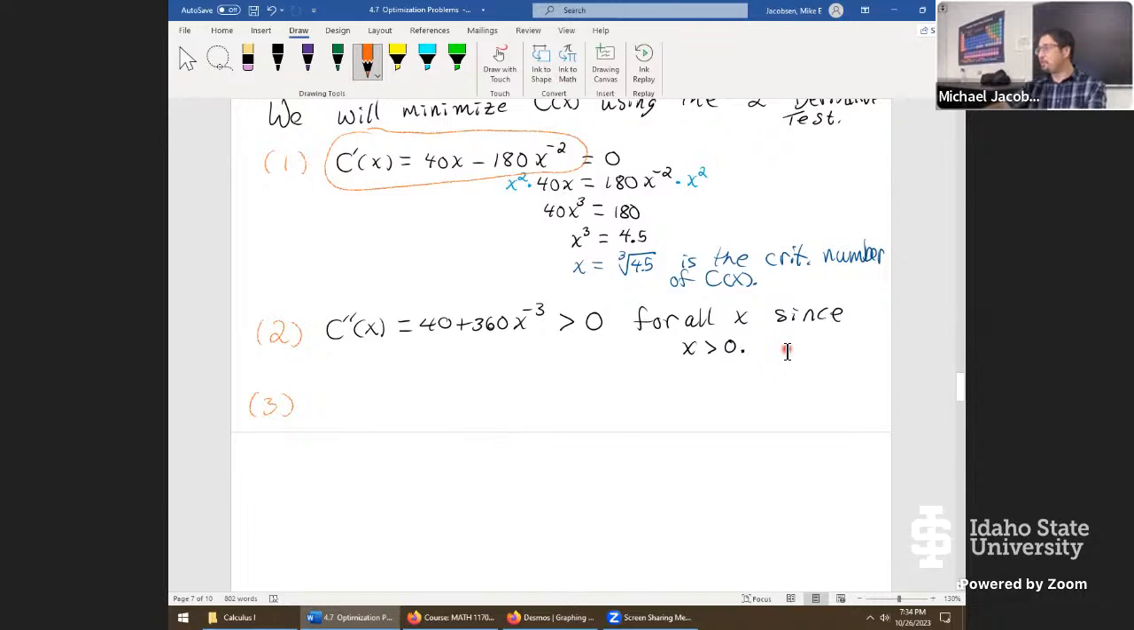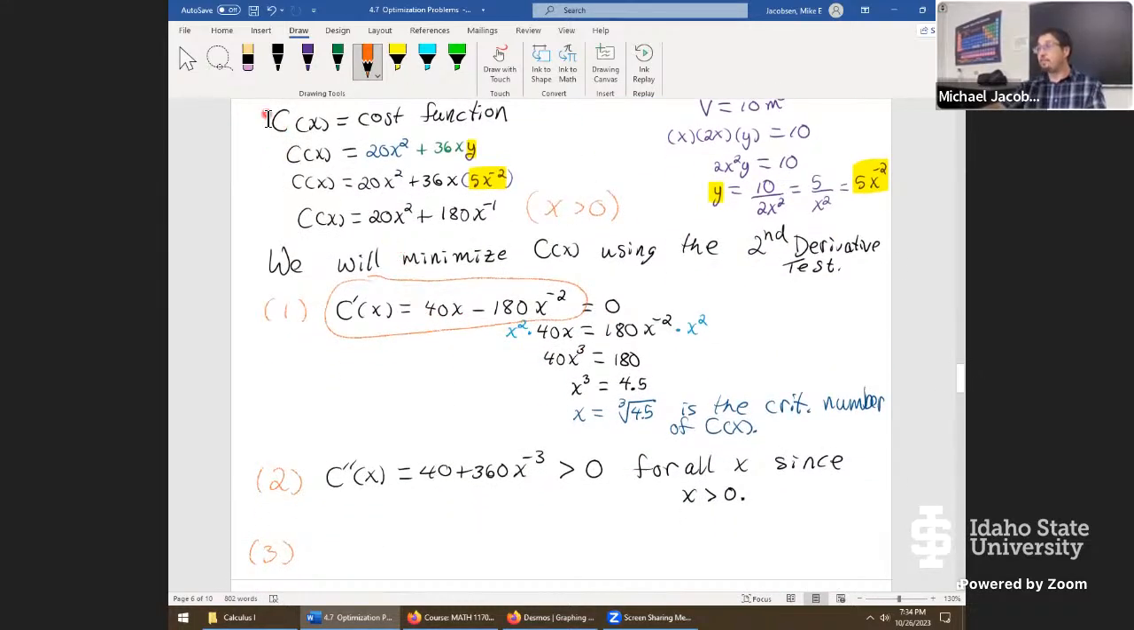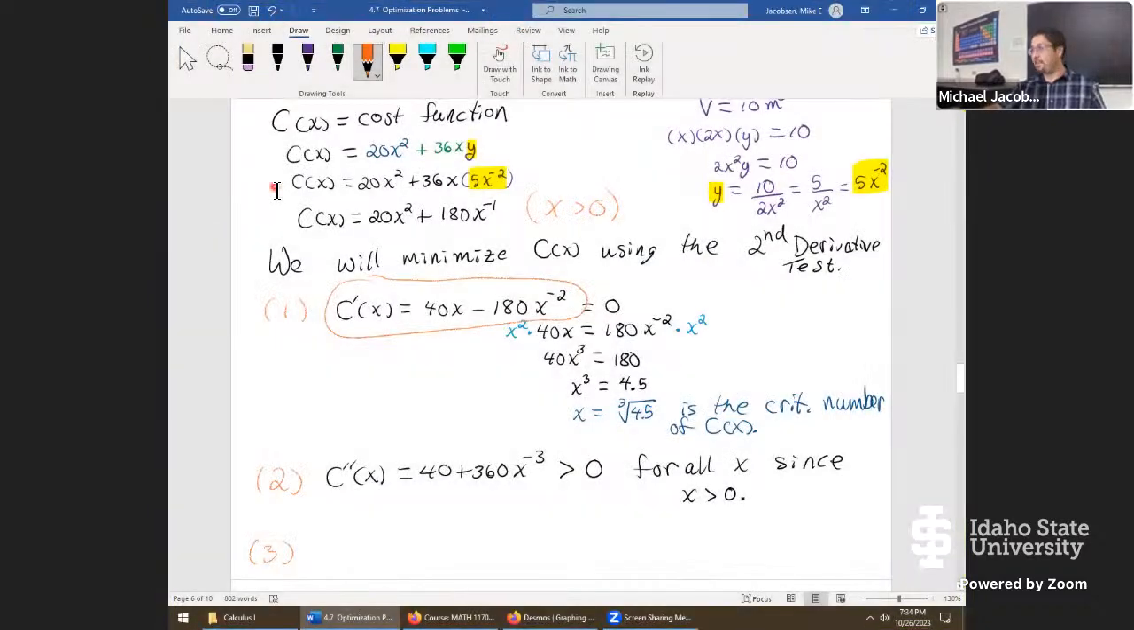Did we want the cost, or did we want the side length, or did we want all dimensions, length, width, and height? I have no idea. It's too deep into the problem. Let's remind ourselves: find the cost of materials, the cheapest container. This time we want the actual function value from C of x right here. So you better paste that down just for reference. Oh, actually, it's not too far up there.